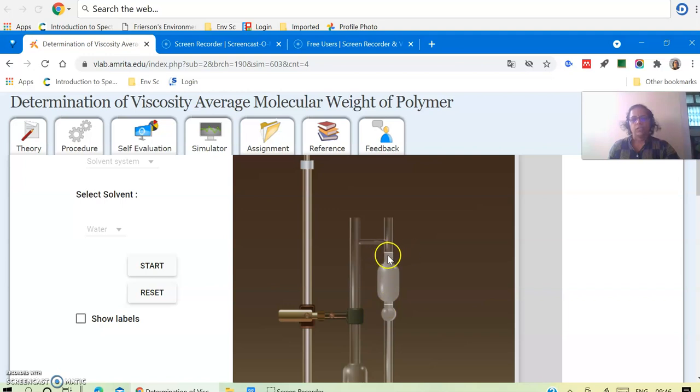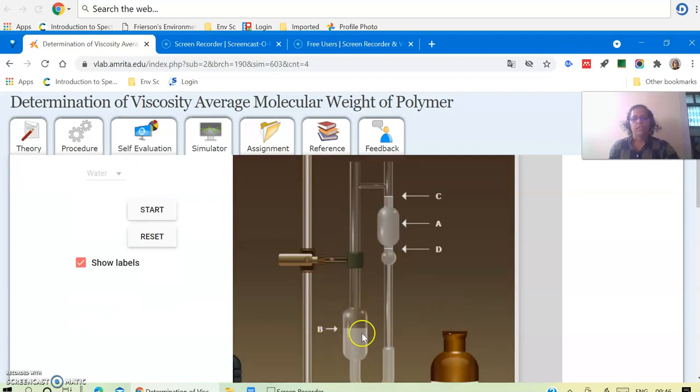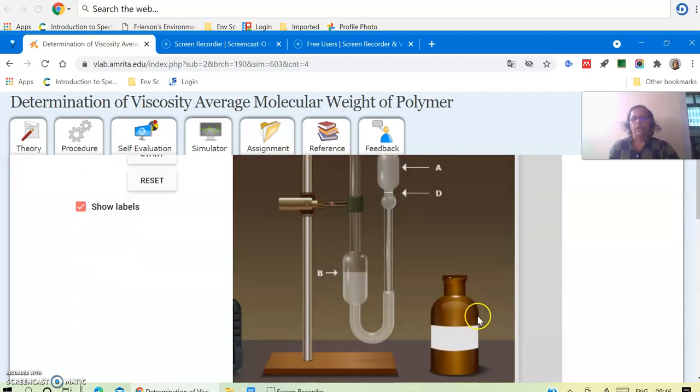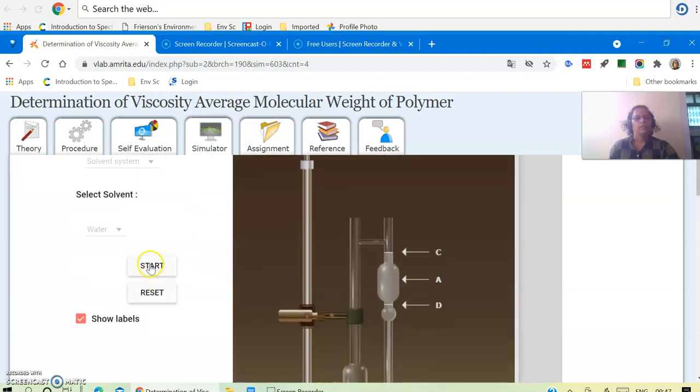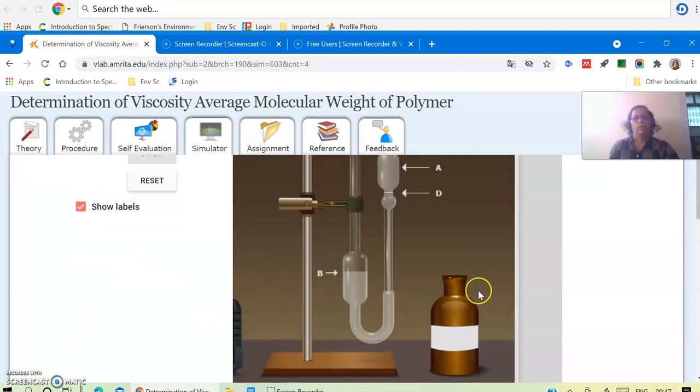Let me show the labels. So this bulb is A, this mark is labeled as C, this mark is labeled as D. This is the reservoir and this is the solvent. Now we will start the experiment. So click on start. Now you will watch here.